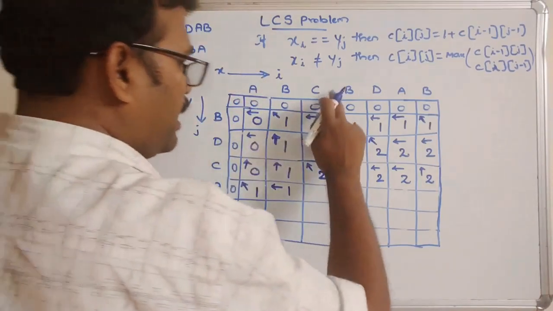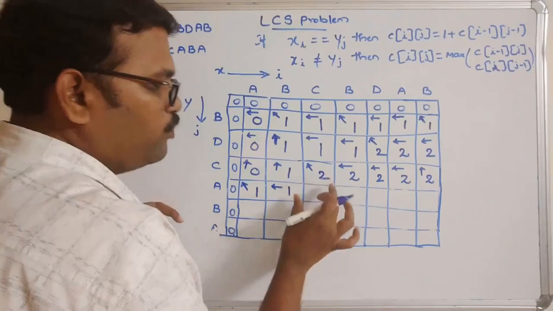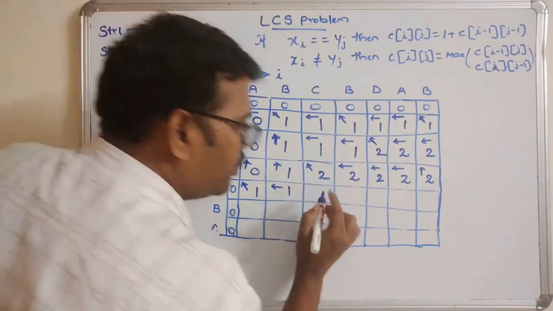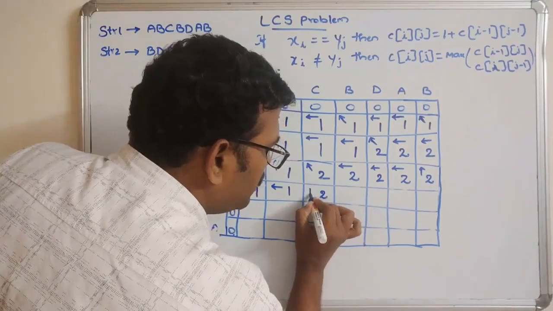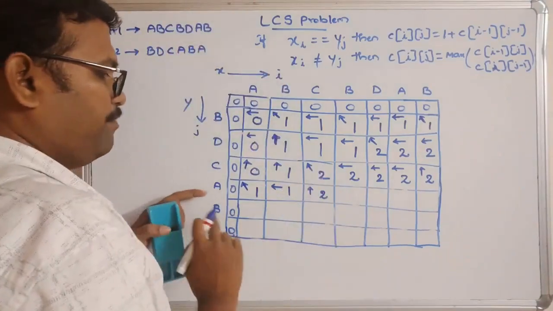So A and C both are unequal. 1 and 2 are diagonals. We need to select the maximum among these 1 and 2. So I will select 2, and this comes from the upward cell.